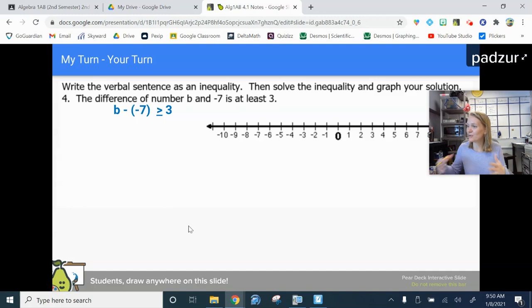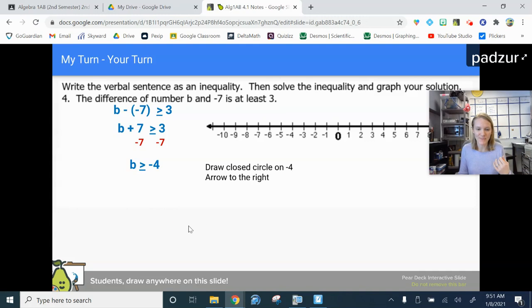But yeah, so you would do b minus -7, and then that turns it into a plus. It's at least 3, which means it's more than 3, so that's why we're having a greater than or equal to symbol. Then the minus negative turns into a plus, and we do our subtracting to get b by itself, and that just gives us b is greater than or equal to -4. So that means you'll have a closed circle and an arrow to the right, because it's greater than, we want to go bigger than -4, so that's why we're going to the right.